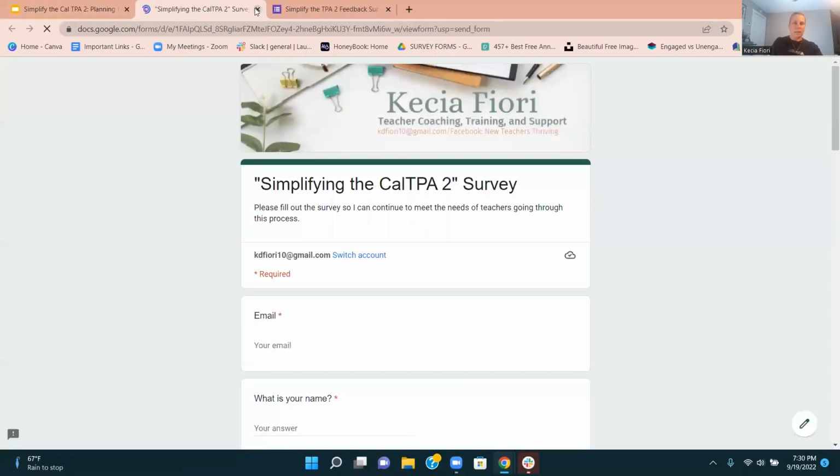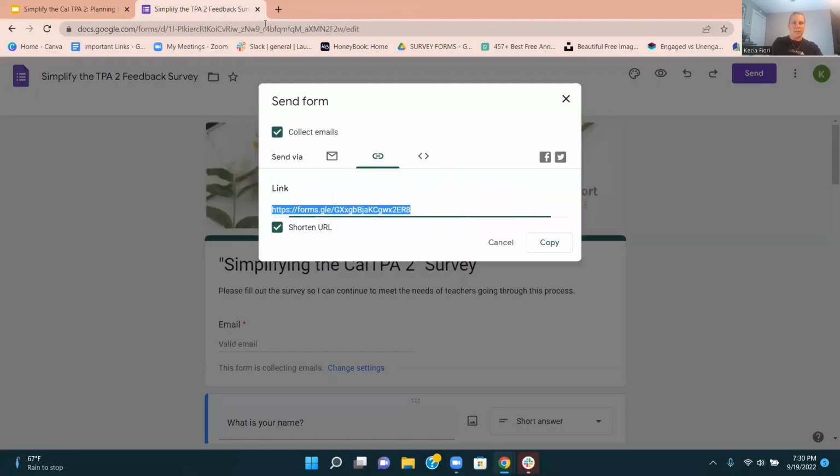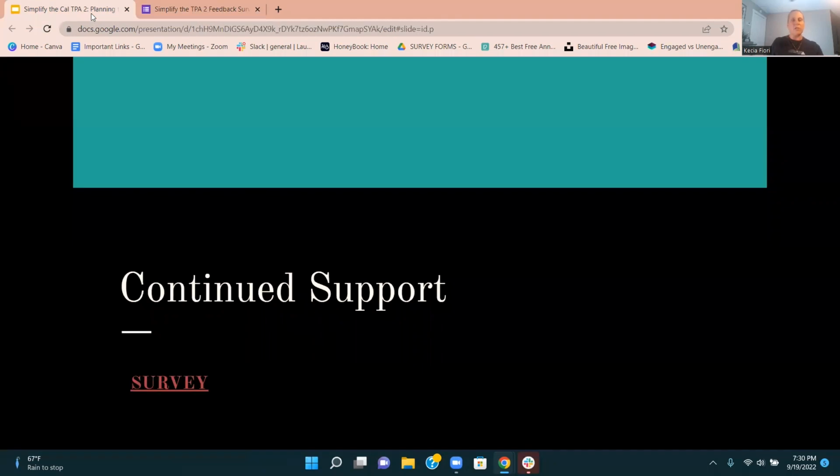All right, that is the key overview of all the pieces of the CalTPA 2.